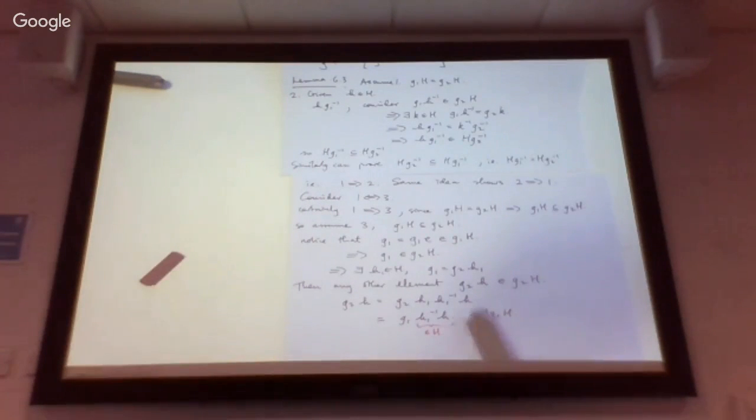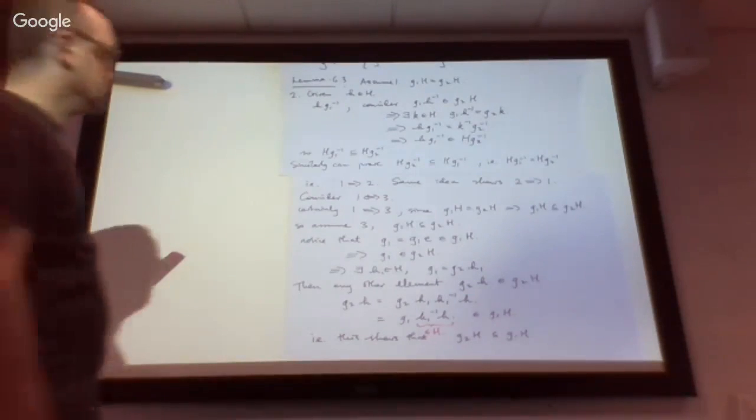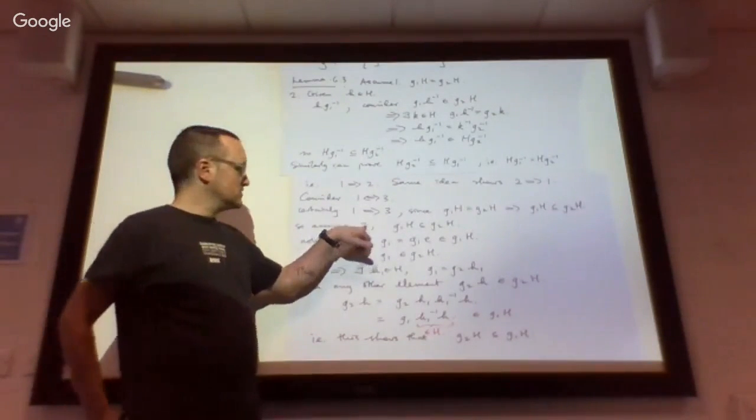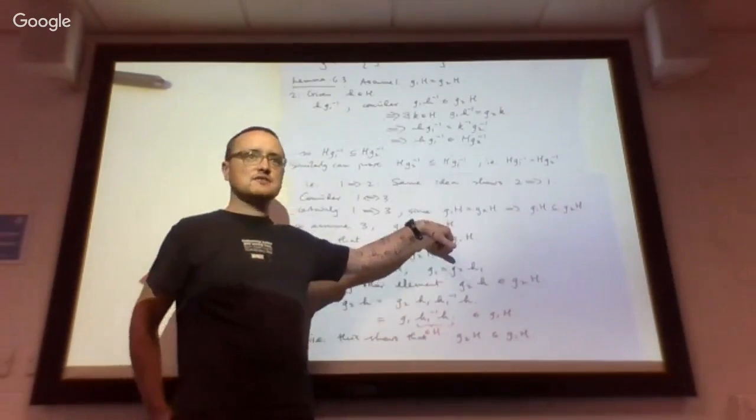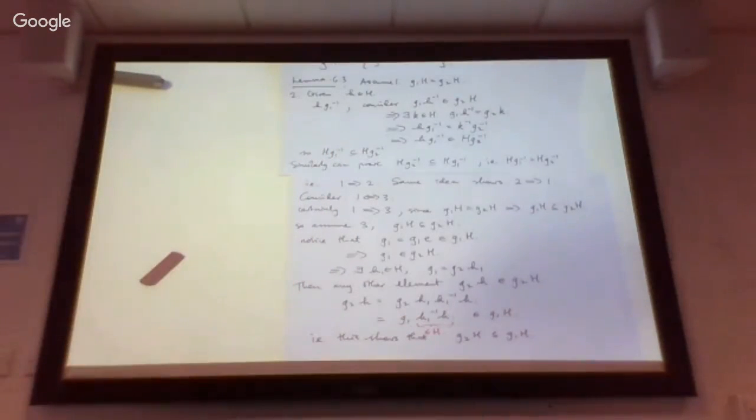So what we started with here was any general element of the left coset corresponding to G2. We proved now that it must be contained in the left coset corresponding to G1. I.e., this shows that the left coset corresponding to G2 is contained in the left coset corresponding to G1. And we started off by assuming 3. We assumed the left coset of G1 is contained in the left coset of G2. Now we've got the inclusion the other way around. The left coset of G2 is contained in the left coset of G1. So the two cosets must actually be the same.